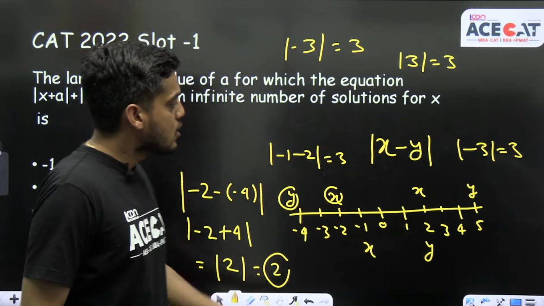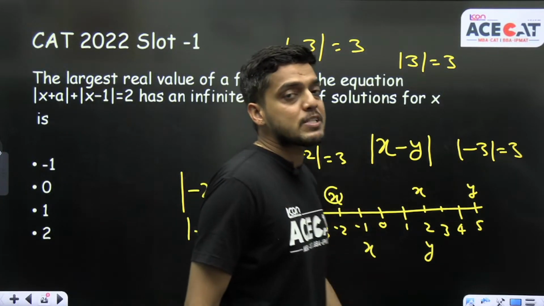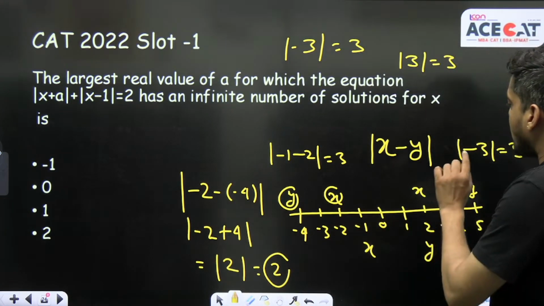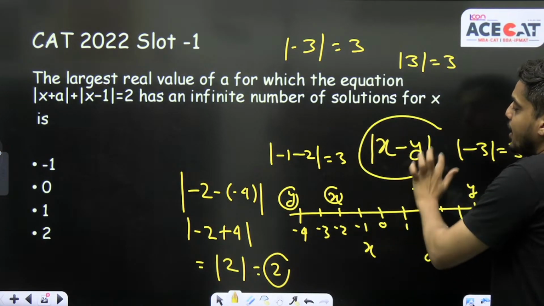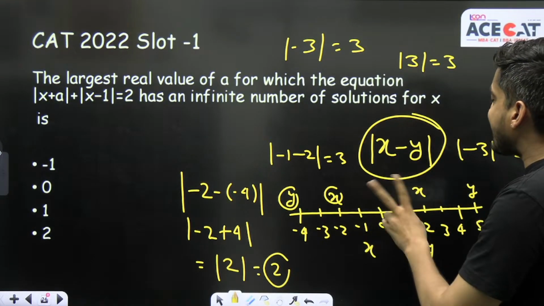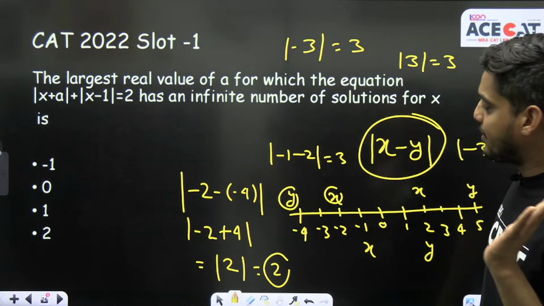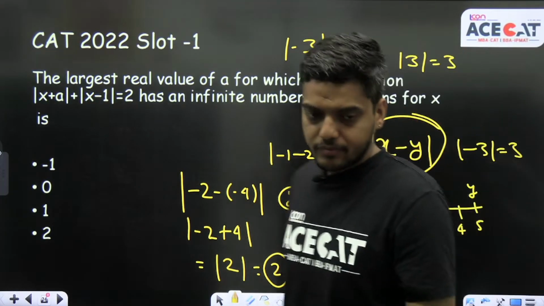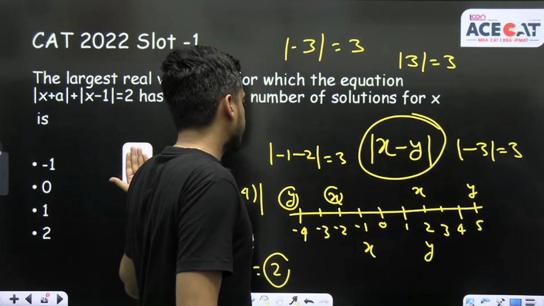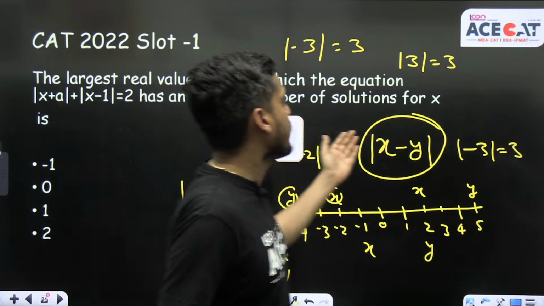The meaning of mod of x minus y must be clear to you before solving this question. Mod of x minus y is equal to the distance between the 2 points x and y on the number line. Okay, so I am erasing this now. I hope it is crystal clear to you.